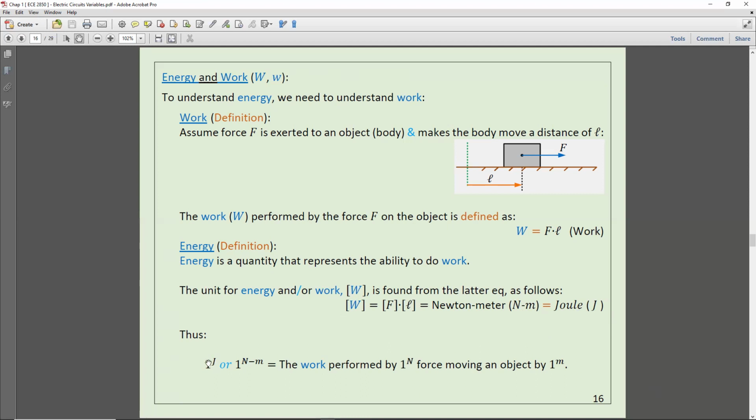So 1 joule is 1 Newton times meter. Usually we don't use it this way; we use 1 joule, but the joule means Newton times meter. So 1 joule means the work performed by a 1 Newton force moving an object 1 meter. If I have 1 Newton to move an object 1 meter, the work performed is 1 joule.